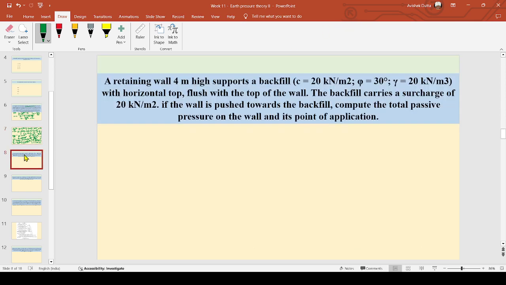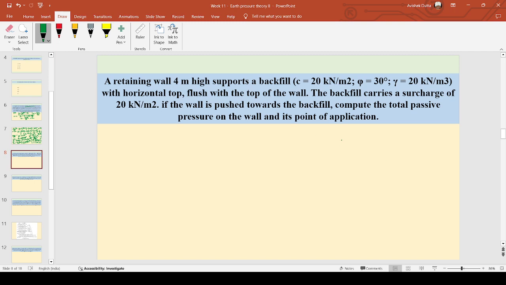The next question. A retaining wall supports a backfill. You have also solved this question, right? Abdul, you have solved it? Yes, sir. The passive question, you have solved it, right? Yes, sir. Okay, just check and help me in solving this question. So the question is given, I believe, 20 kilonewton. Yes, 20. Okay.